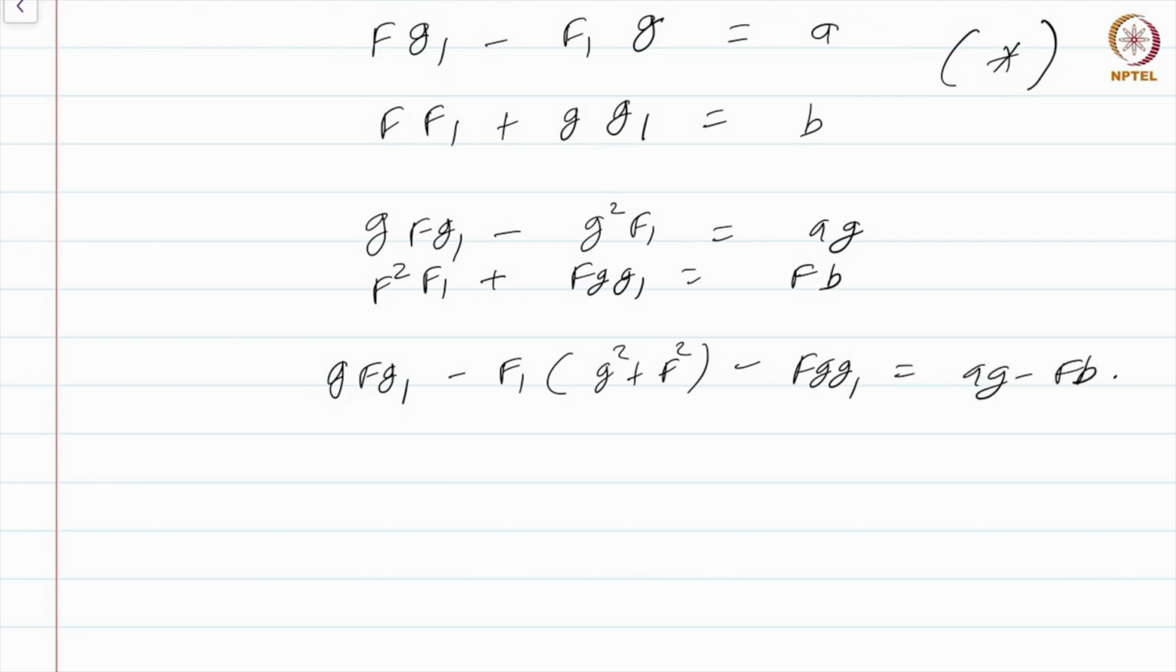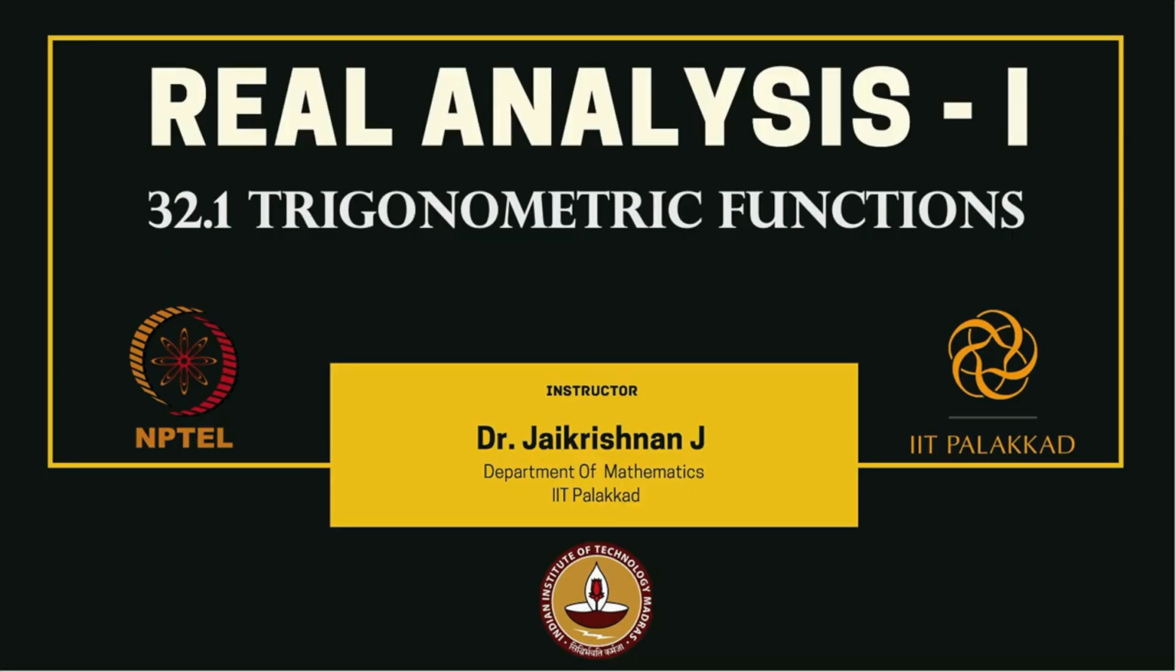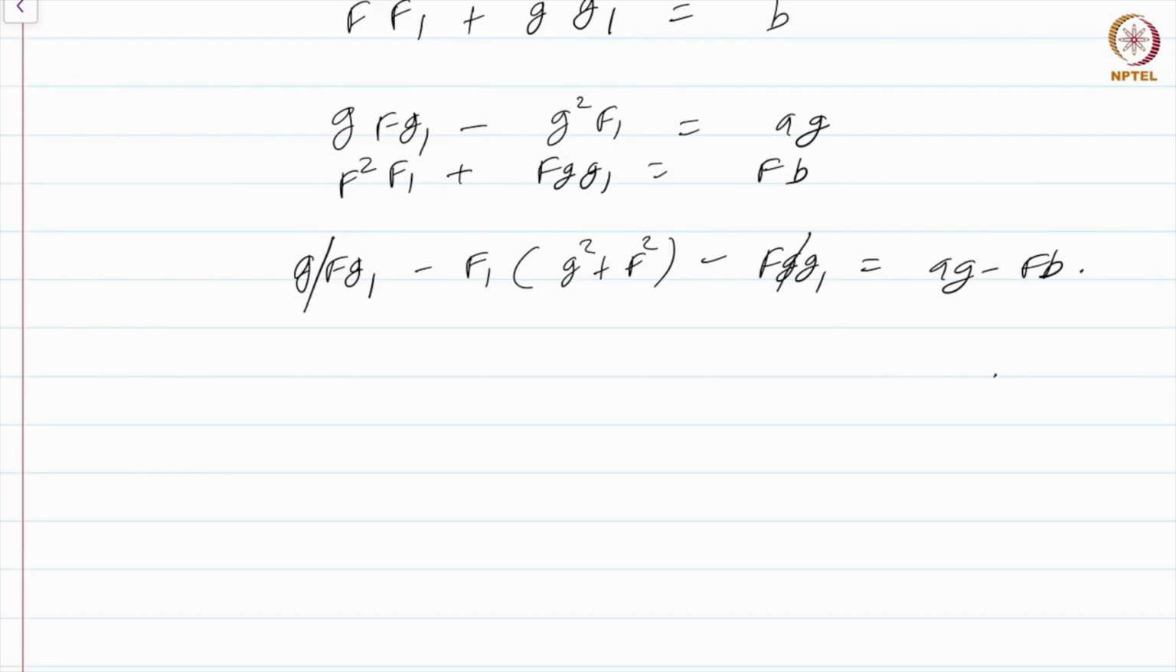Whew. Okay, now let's see what happens. We can now use the fact that g squared plus f squared is equal to 1, and the first and the third terms cancel. Okay, so we end up with f1 is equal to f b minus a g.